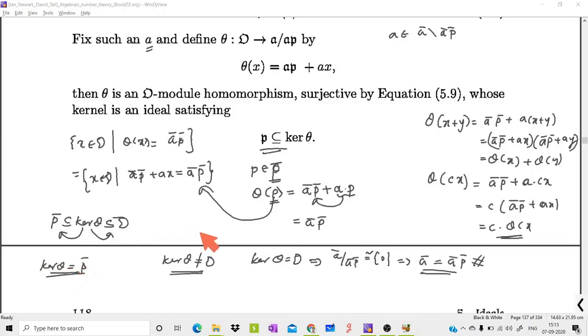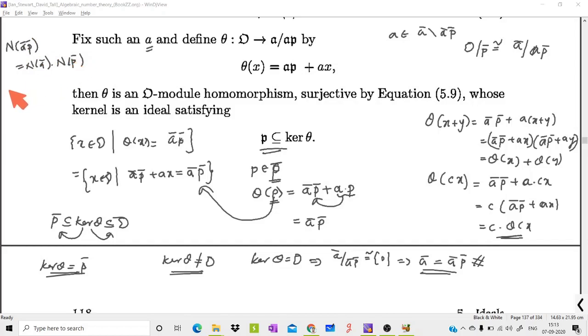Clear? Now using the fundamental theorem, O by P is isomorphic to A by AP. So this shows that the cardinality of O by P is equal to the cardinality of A by AP. So the result follows. N of A, we can say that N of AP is equal to N of A into N of P for every prime ideal P.